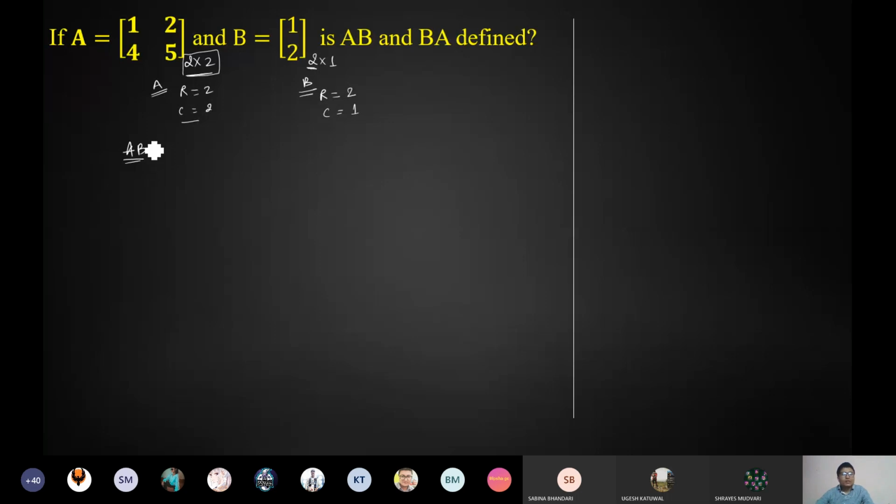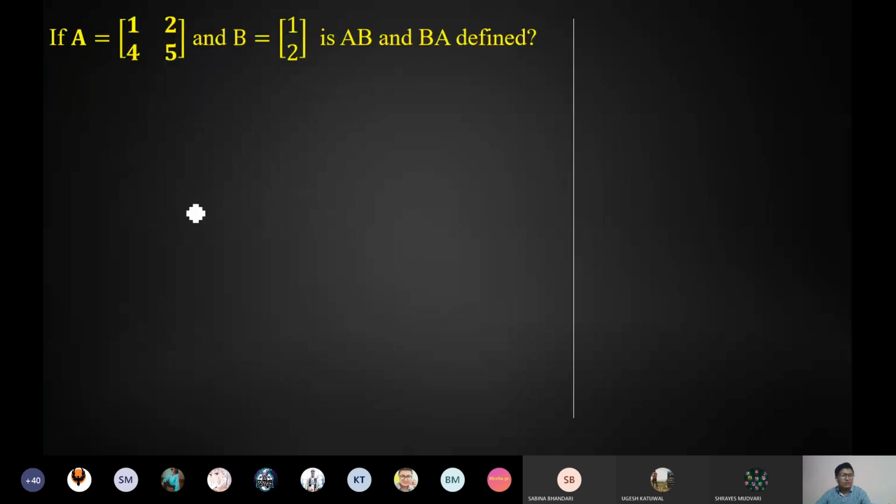Okay, see here. For AB to exist, for the product, if these two matrices can be multiplied, the number of columns of A and the number of rows of B must be the same. What is the number of columns of A? That is 2. And the number of rows of B is 2. Yeah, these two are equal. Number of columns of A is equal to number of rows of B. If these two are equal, then we can say that the product of these two matrices exists here.